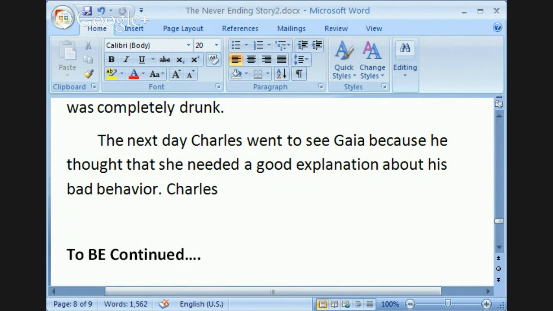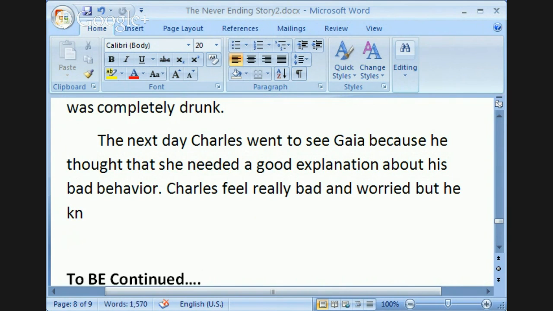Charles feels really bad and worried. Okay. Is that it? But he knew that he needs to get together. He needs to get together with Gaia.